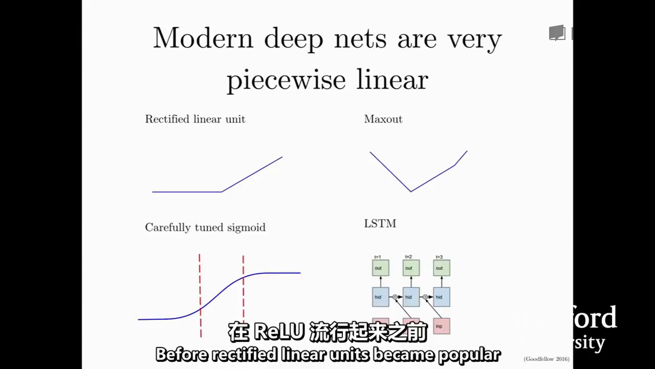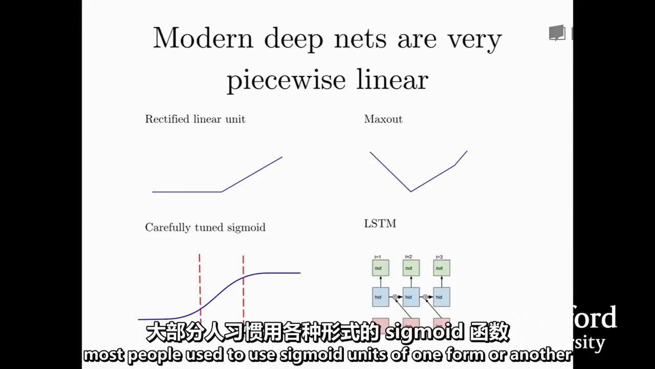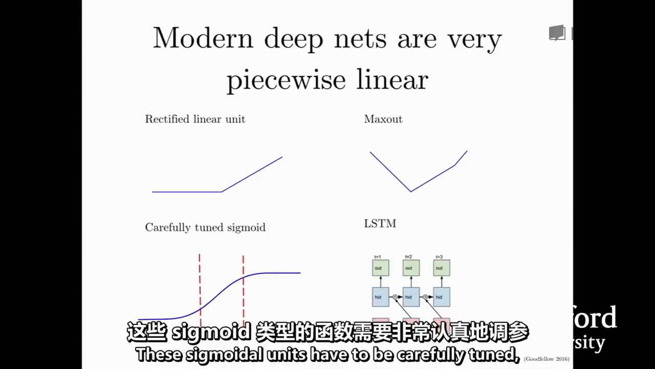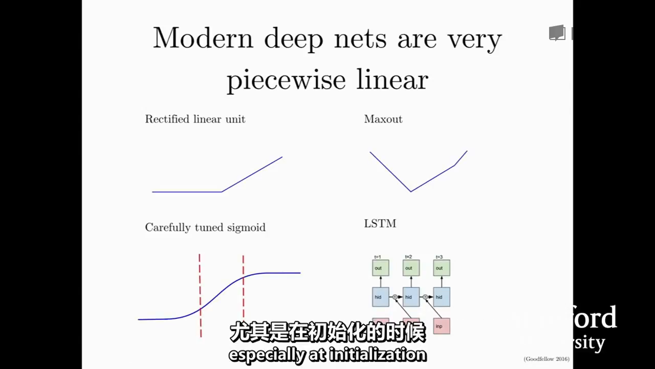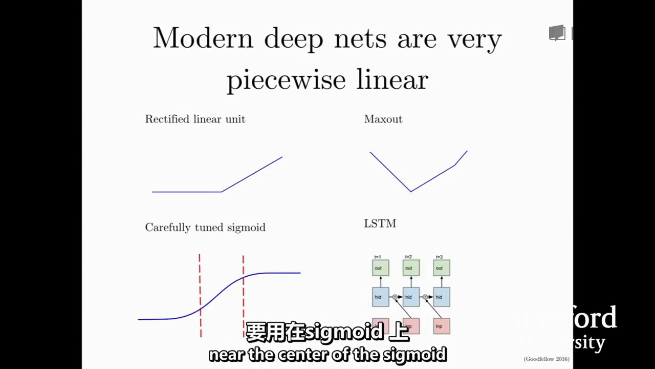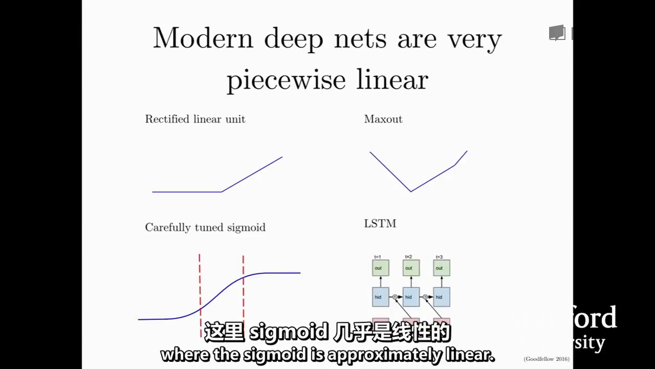Before rectified linear units became popular, most people used to use sigmoid units of one form or another, either logistic sigmoid or hyperbolic tangent units. These sigmoidal units have to be carefully tuned, especially at initialization, so that you spend most of your time near the center of the sigmoid, where the sigmoid is approximately linear.